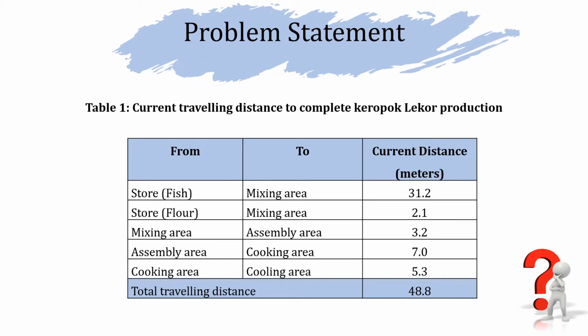This table shows the current travelling distance to complete keropok lekor production. From fish storage to mixing area, it takes 31.2 meters. From flour store to the mixing area, it takes 2.1 meters. From mixing area to assembly area, it takes 3.2 meters. From assembly area to cooking area, it takes 7.0 meters. Lastly, from cooking area to cooling area, it takes 5.3 meters travelling distance. Total travelling distance is 48.8 meters.